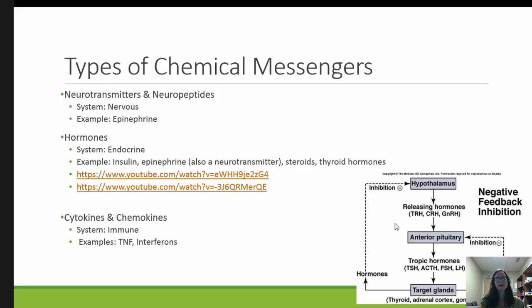We also can have hormones serve as chemical messengers. And this is the area that we're going to talk about the most. So hormones are part of our endocrine system. And some examples that we will talk about a lot are insulin, but also epinephrine, in addition to being a neurotransmitter, is also a hormone. Our steroids are hormones. Our thyroid produces hormones.